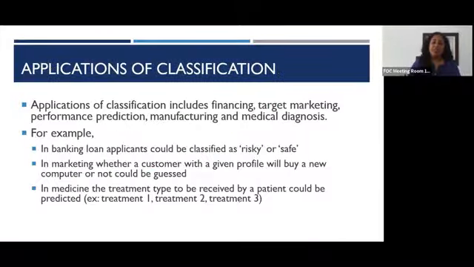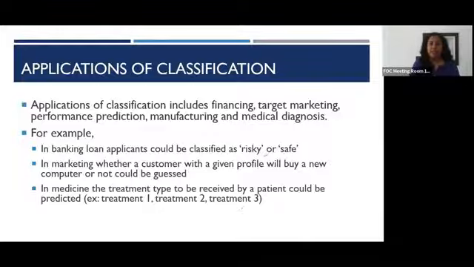There are so many applications of classification. One example is banking: loan applicants could be classified as risky or safe. So will he be able to pay the loan or not? That is risky or safe. You can do that by checking the previous data, not for that particular person, but for different people with a similar kind of profile. And in marketing, whether a customer with a given profile will buy a new computer or not could be guessed, right? Similarly, for a credit card offer, will he go for the offer or not?